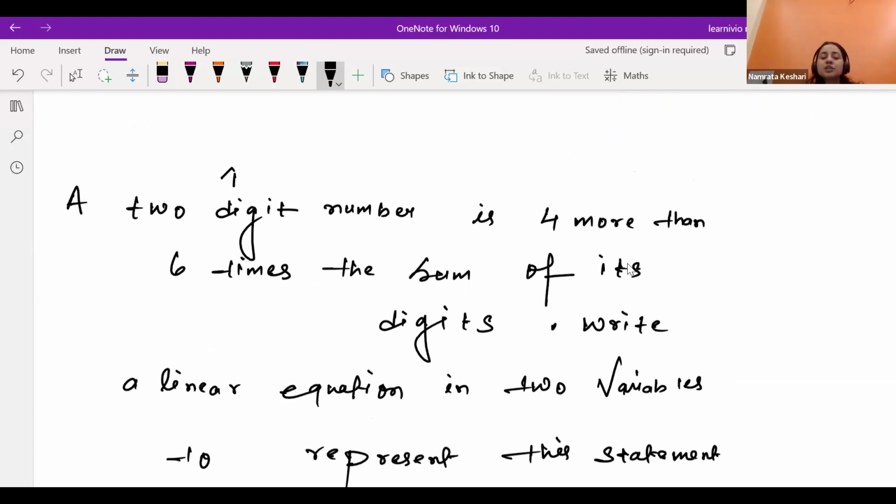Let's take our two-digit number in this manner: a two-digit number is 10x plus y. This is how we are writing our two-digit number. We understand why we are writing it like this. This is just the expanded form, right?